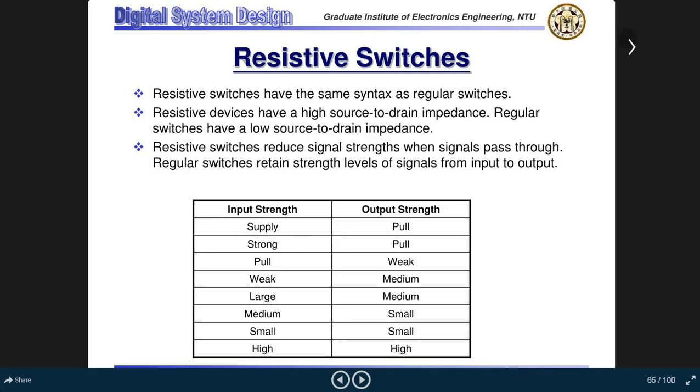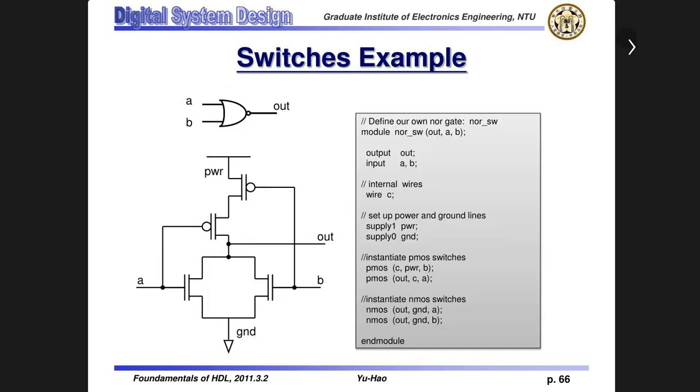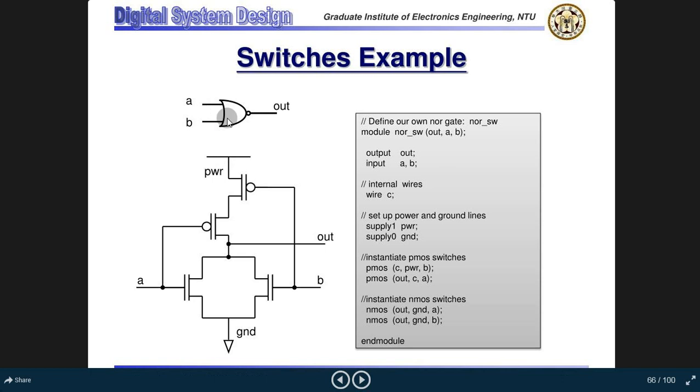Okay, so we have ended the lecture number 29 there, and in the lecture number 30 we have concluded here the resistive switches. So we are going to discuss the switches example. So what we have here, we have an OR gate. It's an inverted OR gate, or you can say a NOR gate. So now we're going to create a NOR gate using the CMOS.